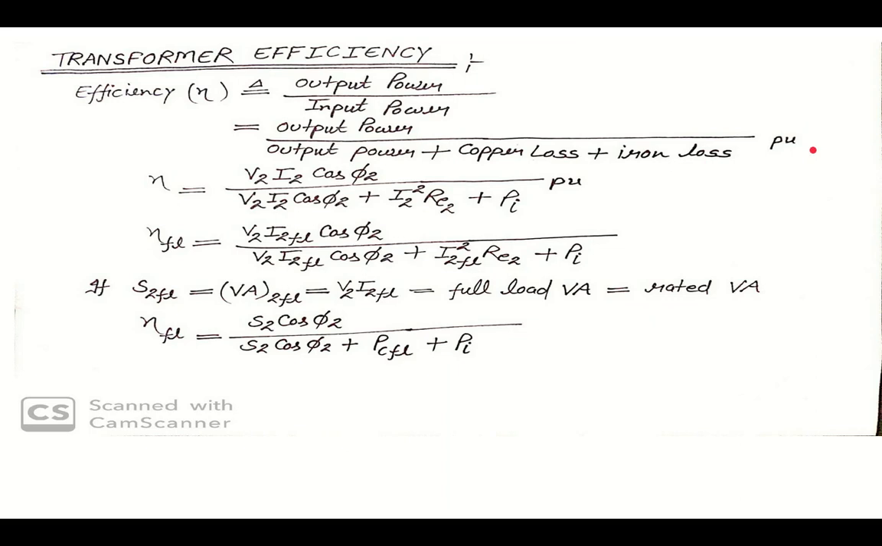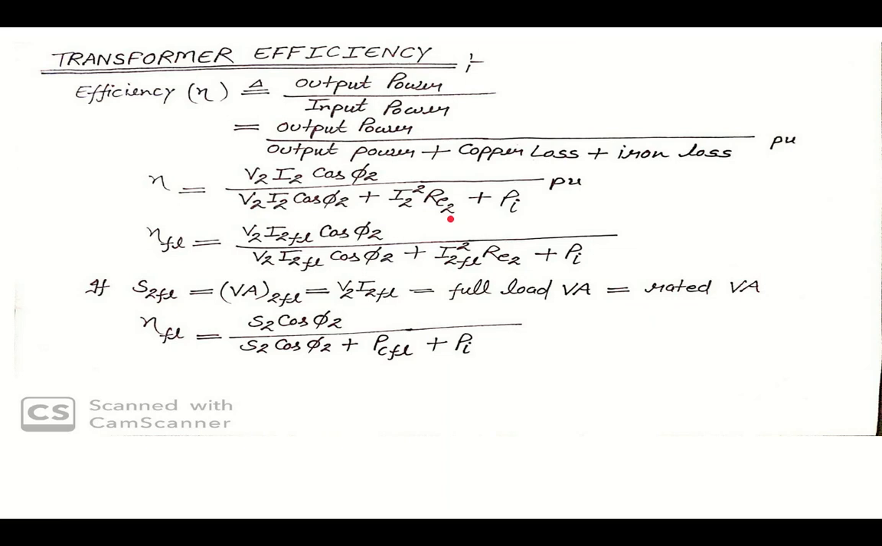Pu is per unit. Output power means P is equal to V into I, and we get the output at the secondary. So voltage is V2, current is I2, and cos phi 2 is the power factor. So output power means V2 I2 cos phi 2.